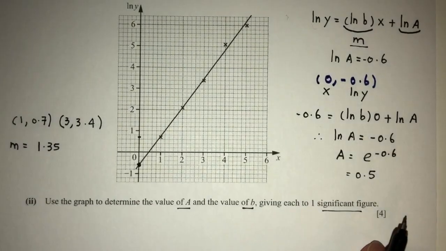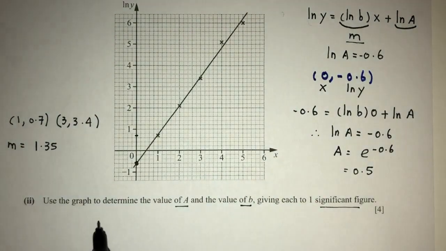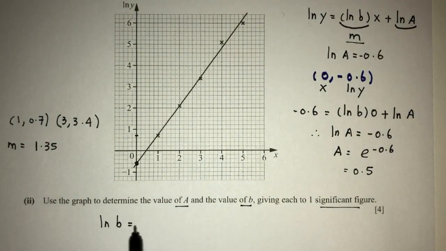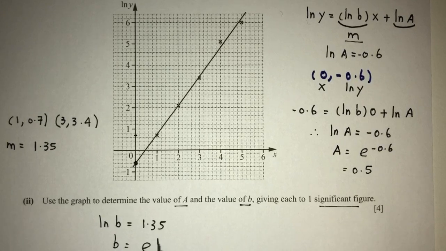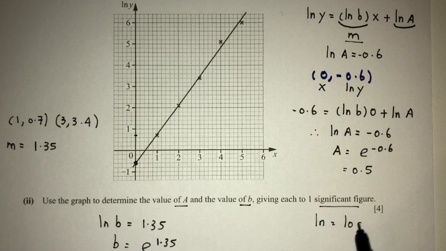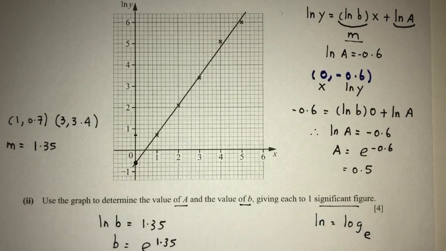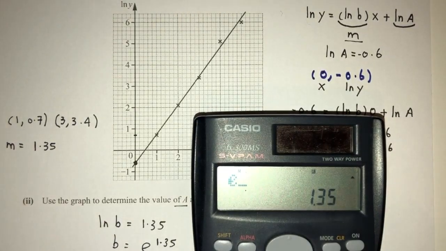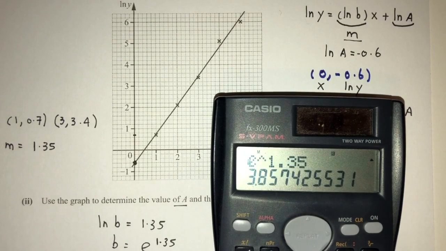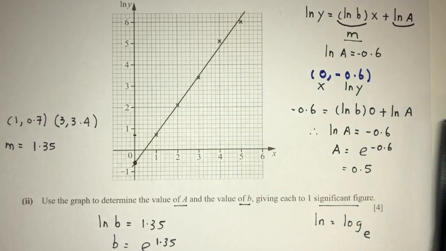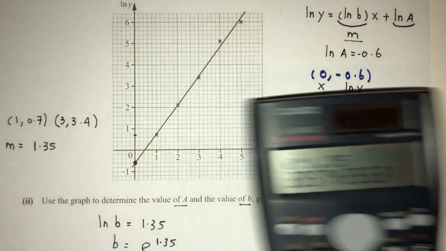So as we have compared before, ln b is the gradient, which is 1.35. So b has to be exponential of 1.35, because we know that ln is actually log to the base e. That's why we have this. So exponential of 1.35 should be 3.857, but to 1 significant figure, that will be 4.